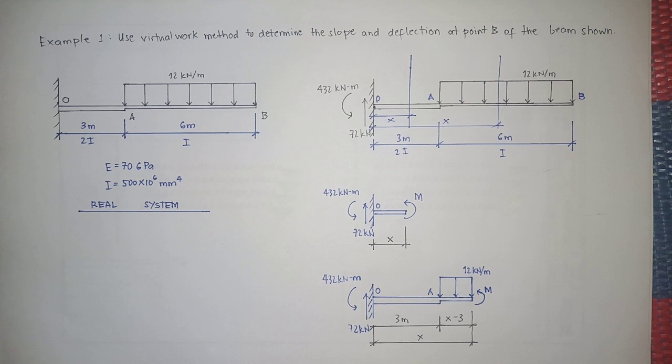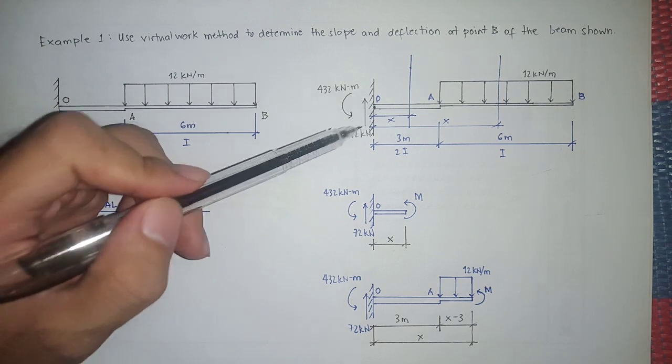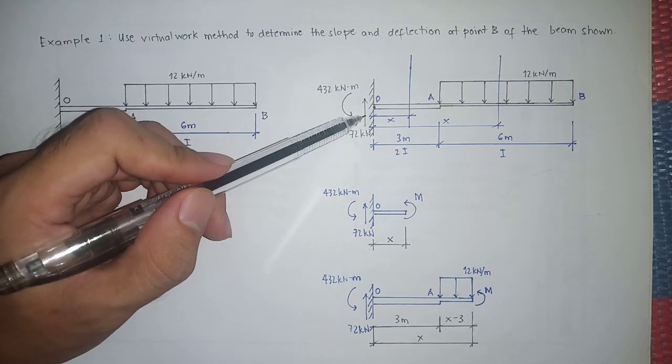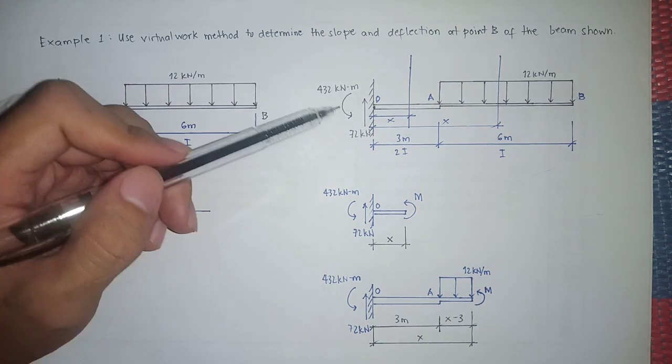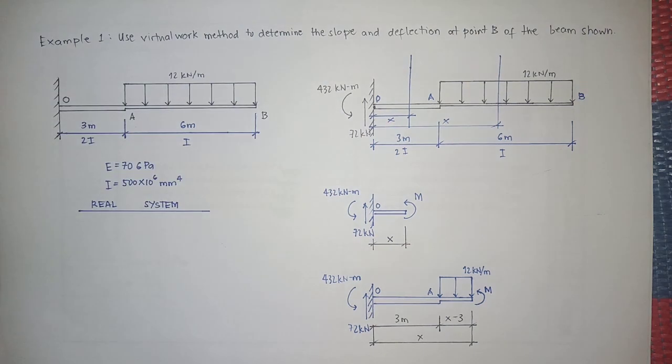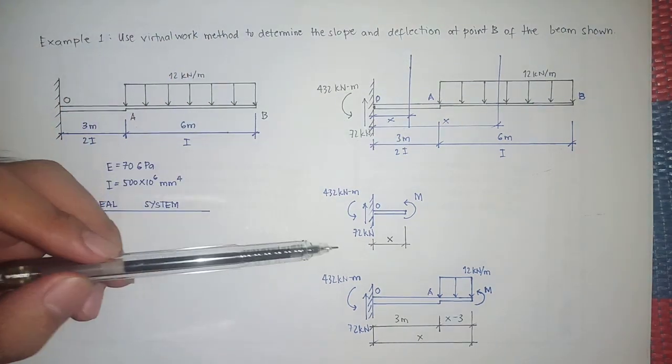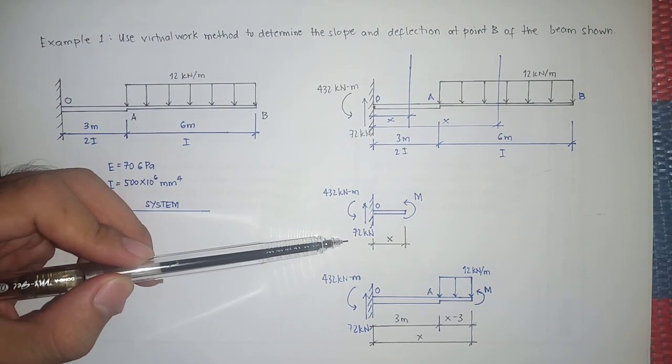So based from statics, nakalagay na rito yung reactions dun sa cantilever. We have 72 kilonewtons upward and 432 kilonewton meter na moment. Okay? So magpass tayo ng cutting plane sa segment OA. Ito po yung makikita natin.